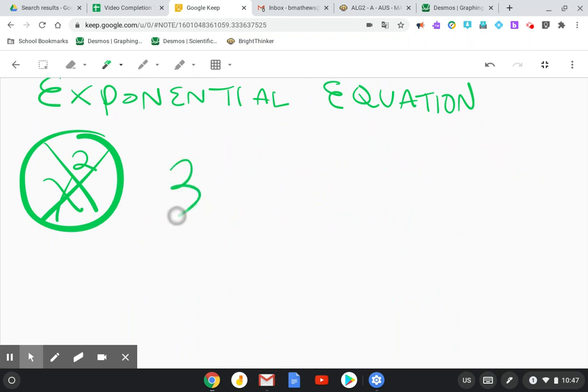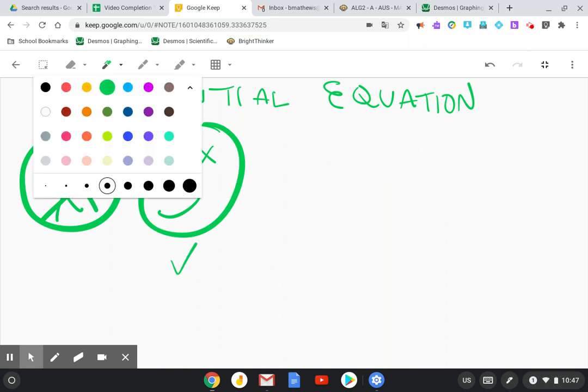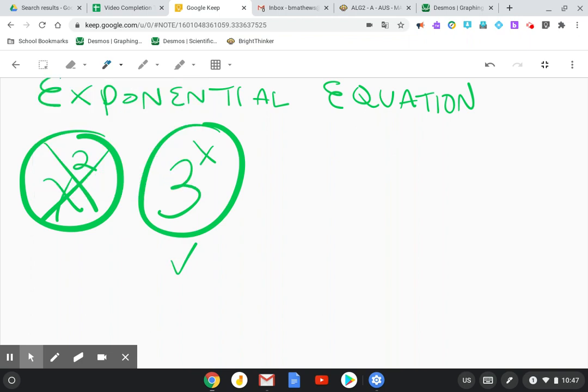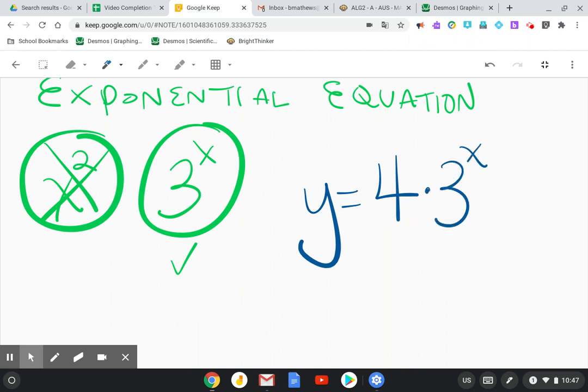Exponential would look something like this, 3 to the x power. That is exponential. So then an exponential equation would look like this: y equals 4 times 3 to the x power. That would be an exponential equation.